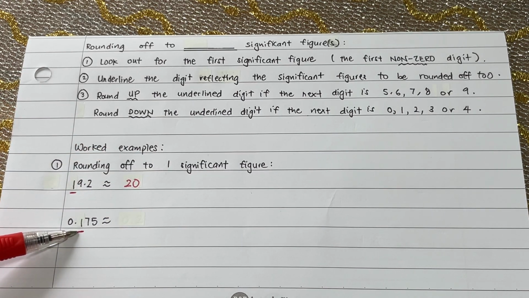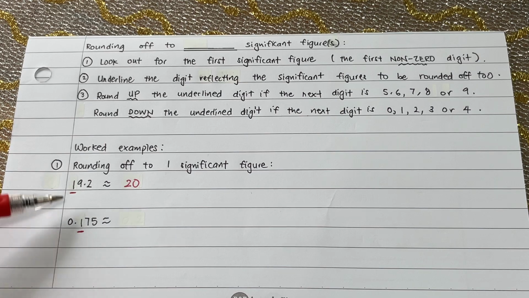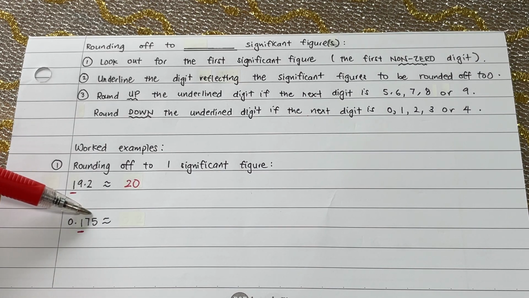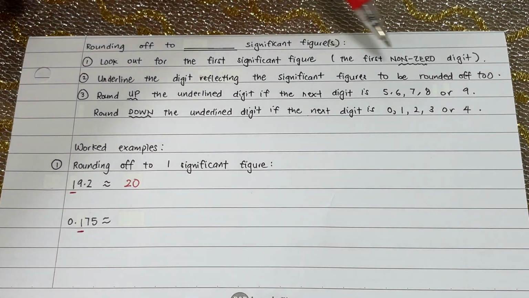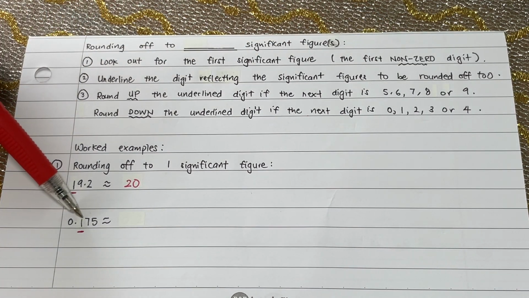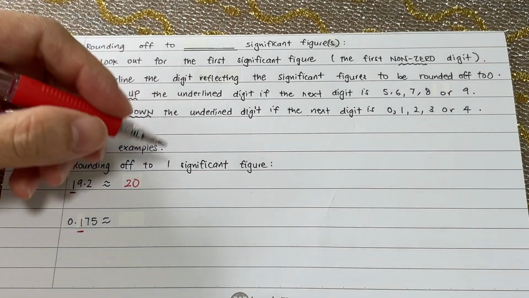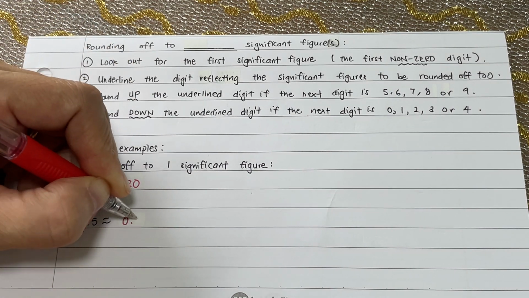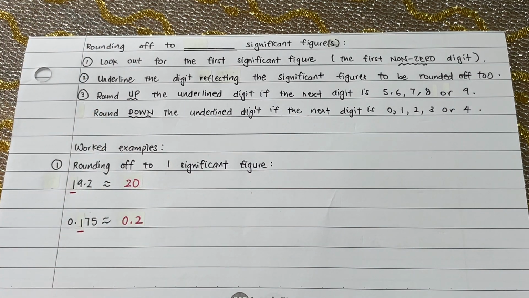Now, do we round this up or round it down? That will depend on the digit next to it, which is 7. 7 tells us that we have to round it up. So we add 1 to the underlined digit and we will end up with 0.2. Next.